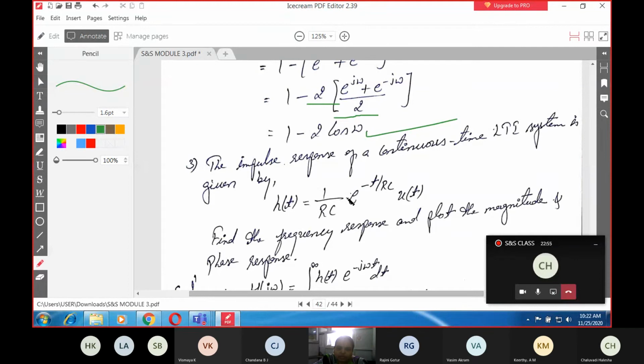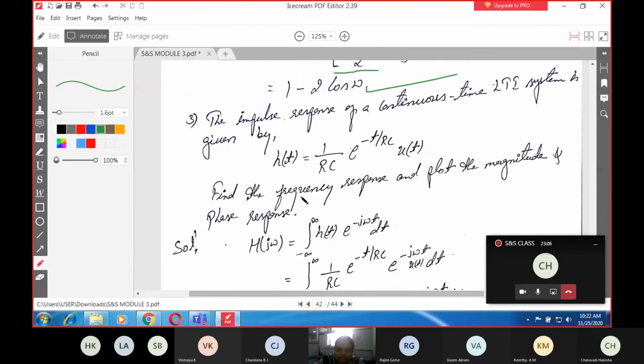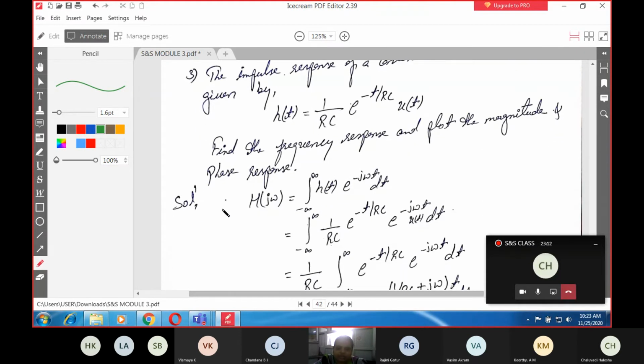Next, the impulse response of a continuous time LTI system is given by h of t equal to 1 divided by RC into e raised to minus t divided by RC into u of t. The question asks to find the frequency response and also plot the magnitude and phase response. Then the solution is H of j omega equal to integration from minus infinity to plus infinity h of t e raised to minus j omega t dt.